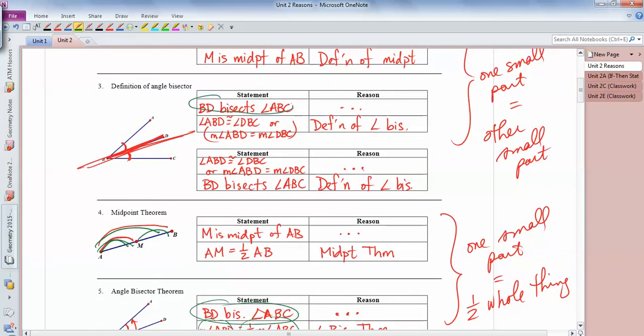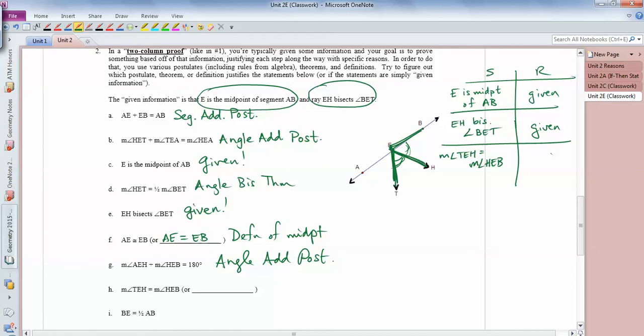Here, we have a bisector, so one angle is the same as the other angle. One little angle equals the other little angle. So that's the definition of angle bisector. So that's going to go here. Definition of angle bisector. And if you use the measurements, then you're talking about degrees and you use equals. If you're just referring to the angles themselves, then we'll use congruent instead. So no M in front for congruent.